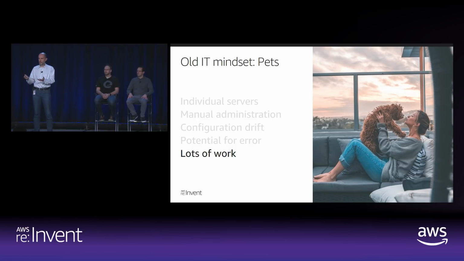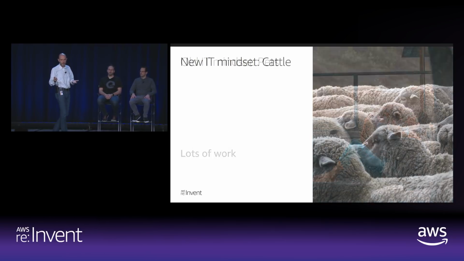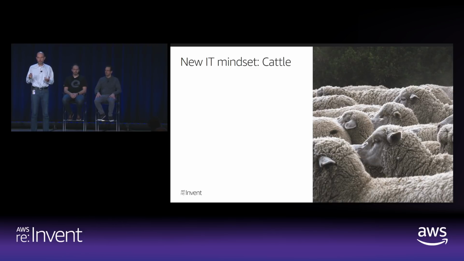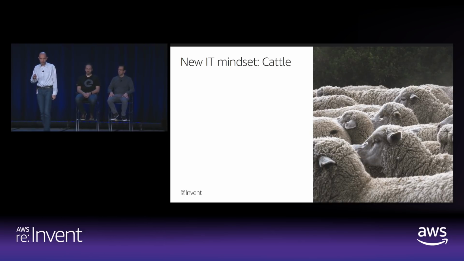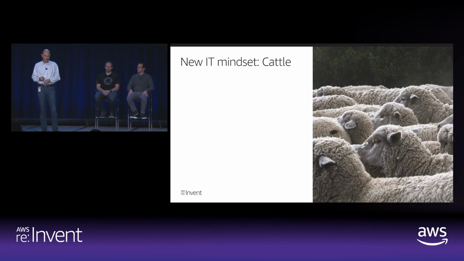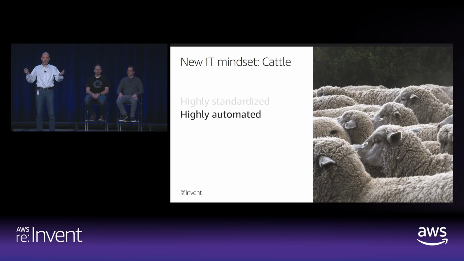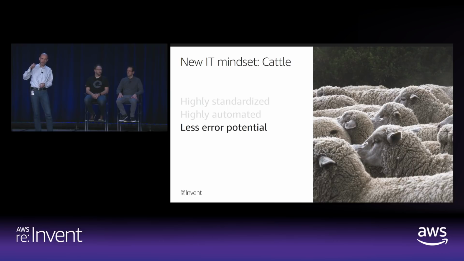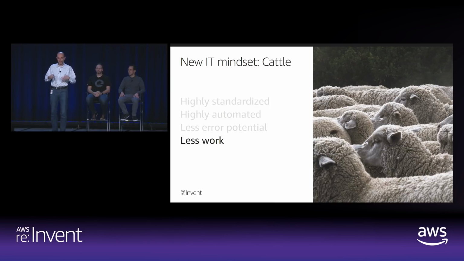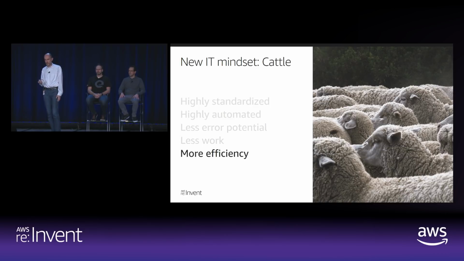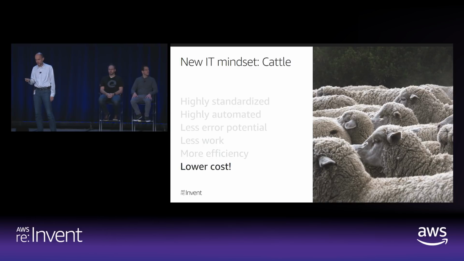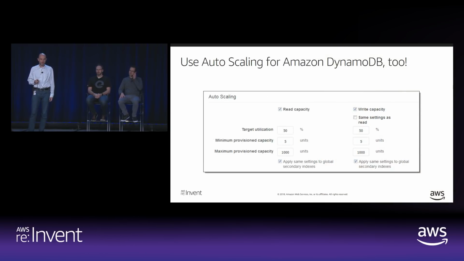So in the new IT, in the automated world of the cloud, you should think about your instances and your EC2 resources like cattle. I know these are not real cattle, these are actually sheep, but I like this picture better. So the point is, try to make them highly standardized. Every instance should look the same and should be fully automated, which helps you because it carries less error potential. If everything is automated, less potential for error, which means less work to do and more efficiency, which also translates into bigger savings.